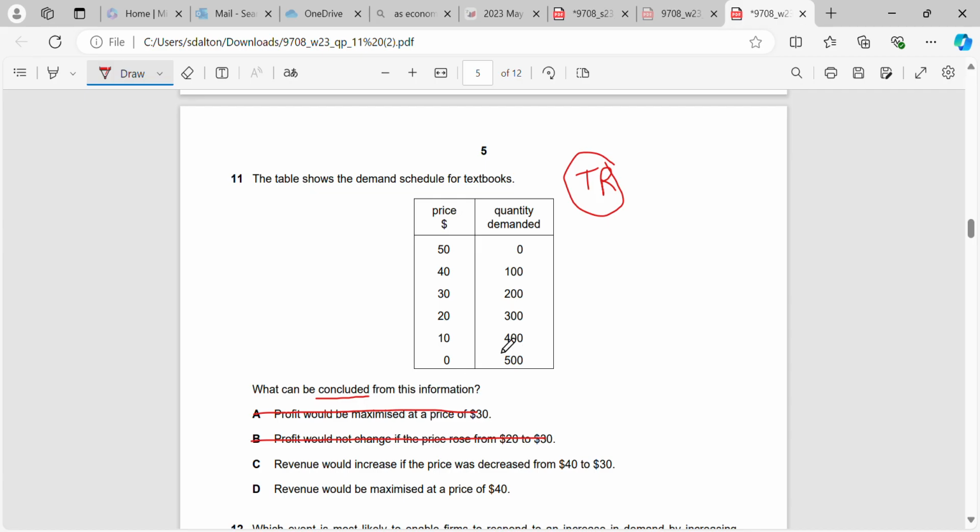Would revenue be maximized at 40? Well, we can see that's wrong, because 400 by 10 is going to be 4,000, right? But 300 by 20 is going to be 6,000. So we'd actually have total higher revenue at a price of $20. Revenue would increase if the price was decreased from 40 to 30. So revenue at 40 would be 4,000. Revenue at $30 would be 6,000, 200 multiplied by 30. So we can see that that one is correct. Okay, and revenue would not be maximized at 40. We've just shown that.